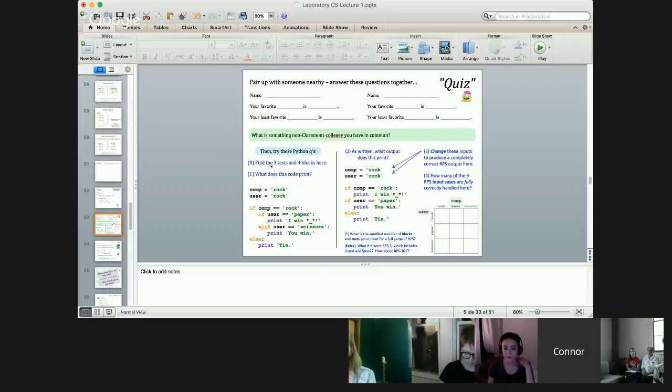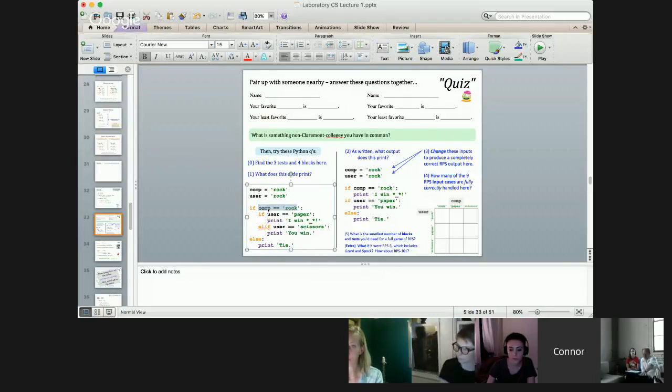So, question 0, we're just looking at blocks of code and tests. I don't think I used the word test before. These are also called conditionals. We're testing the condition of a variable or of a statement. So we're doing tests. Is comp equal to rock? Is user equal to paper? Or is user equal to scissors? Those are the 3 tests that we have.